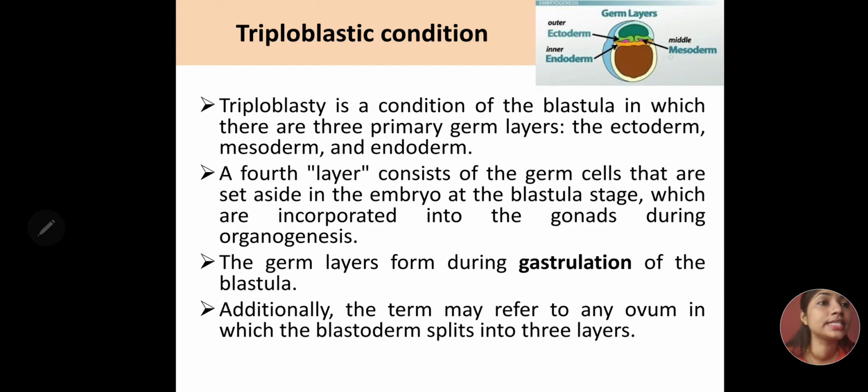Here in this image, you can see the three layers very clearly in the gastrula stage. You can see an outer ectoderm, an inner endoderm, and the middle mesoderm. Since it has three layers, we call the condition triploblastic. Also, a fourth layer will arise, which we do not call a germ layer, but rather it contributes to the formation of the reproductive system, to gonad formation. So all these germ layers are formed during gastrulation, which is very important. You should not get confused. Though we use the word blastula, it is the blastula which further differentiates into gastrula, and the process is known as gastrulation. So during this gastrulation only the germ layers are being formed.